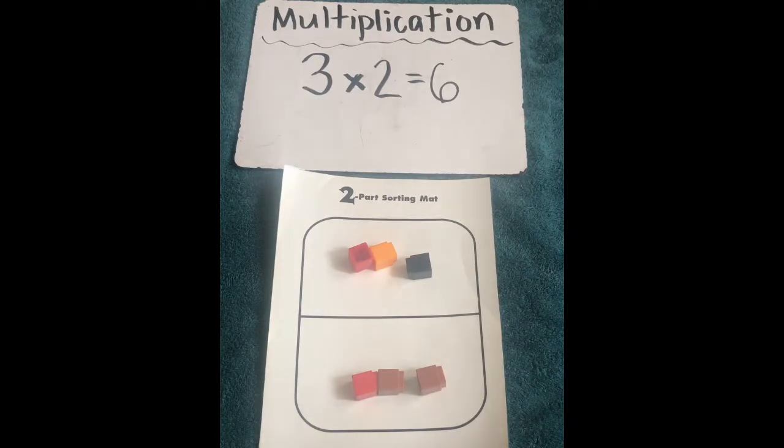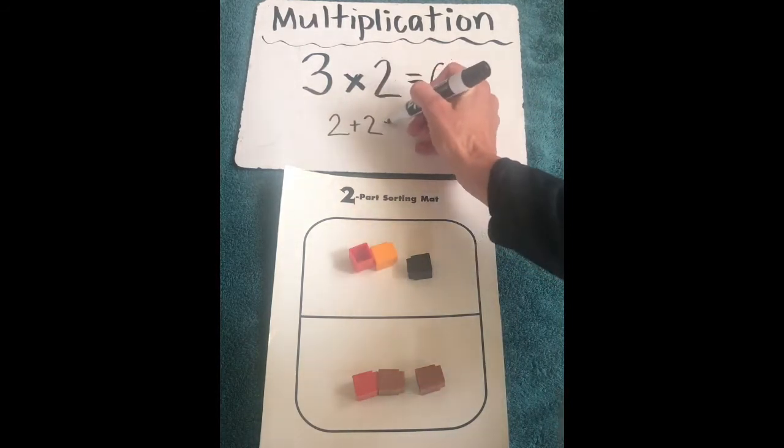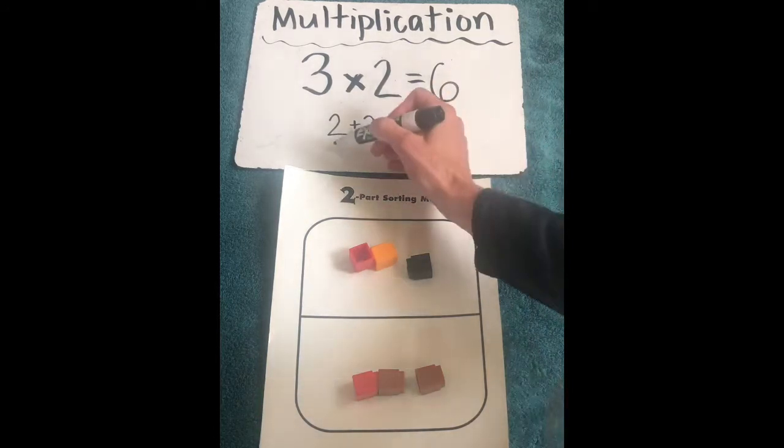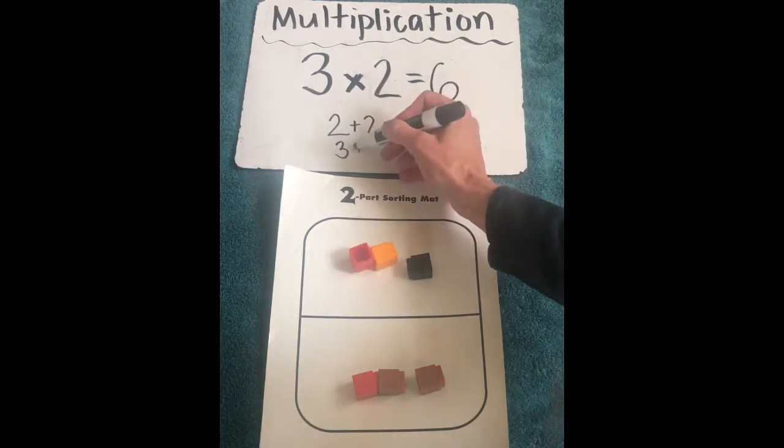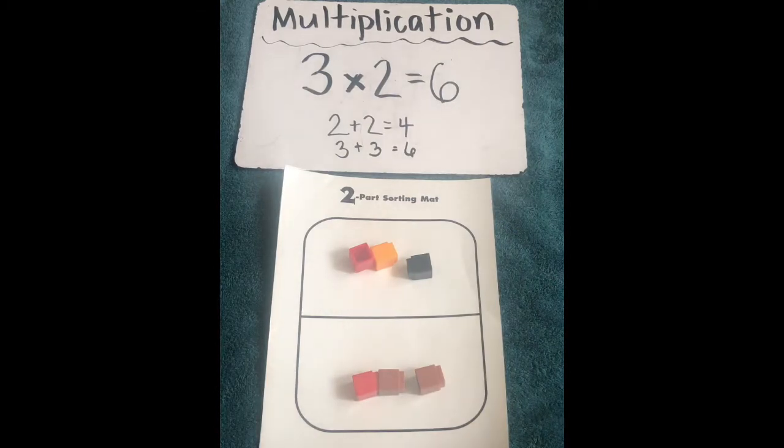Are you noticing a pattern? Multiplication is repeated addition. So since I'm using a two-part mat, I am actually doing my doubles. When I had 2 plus 2, that was 4. When I have 3 plus 3, that's 6. So when I'm multiplying or timesing anything by 2, it's kind of like a doubles fact.